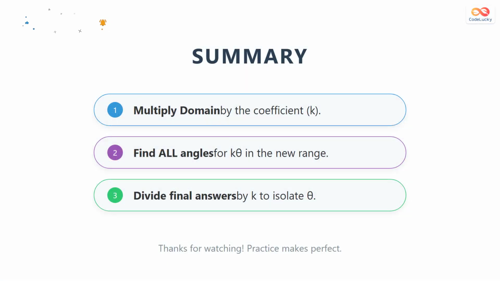To wrap up, remember these 3 keys. Multiply your domain by the coefficient k, find all the angles that fit in that new, larger range. And finally, divide those answers by k to get your final solution. Thanks for watching, and keep practicing these methods.